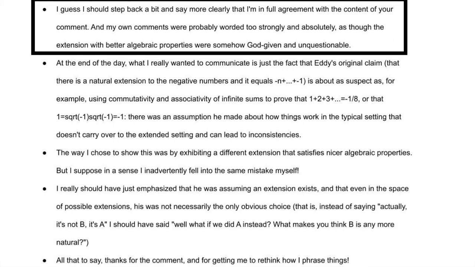At JL, I guess I should step back a bit and say more clearly that I'm in full agreement with the content of your comment. And my own comments were probably worded too strongly and absolutely, as though the extension with better algebraic properties was somehow God-given and unquestionable. I do not really think your comment was strongly worded. If anything, I think your conversational attitude has been quite reasonable. I can see that there may have been better phrasing, but I think your comment was reasonable nonetheless.